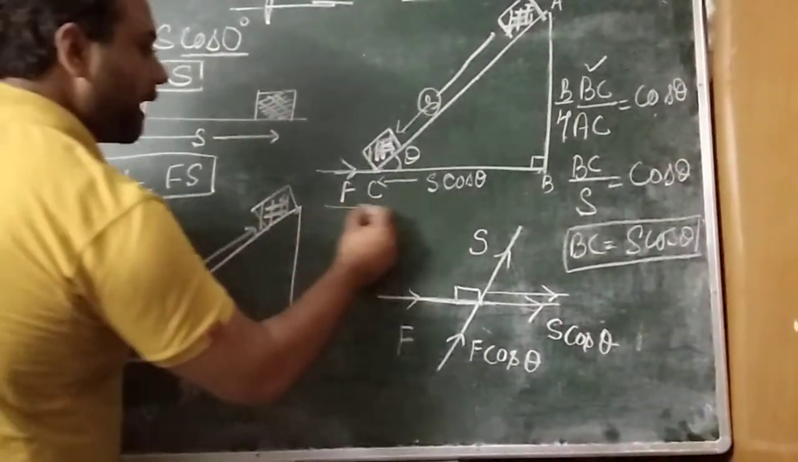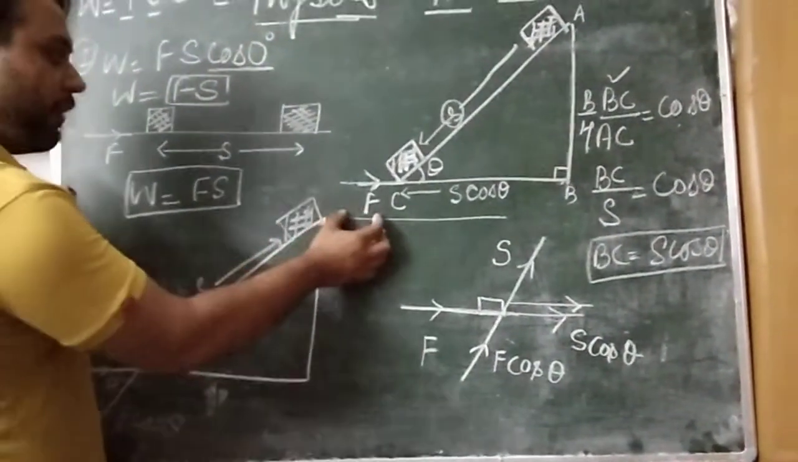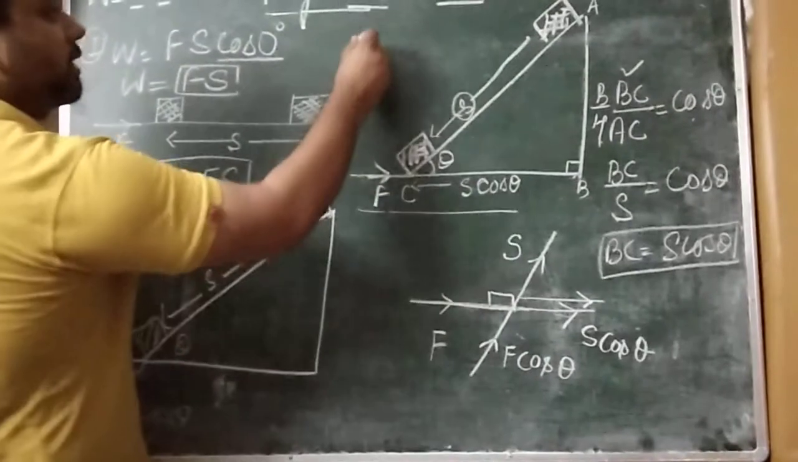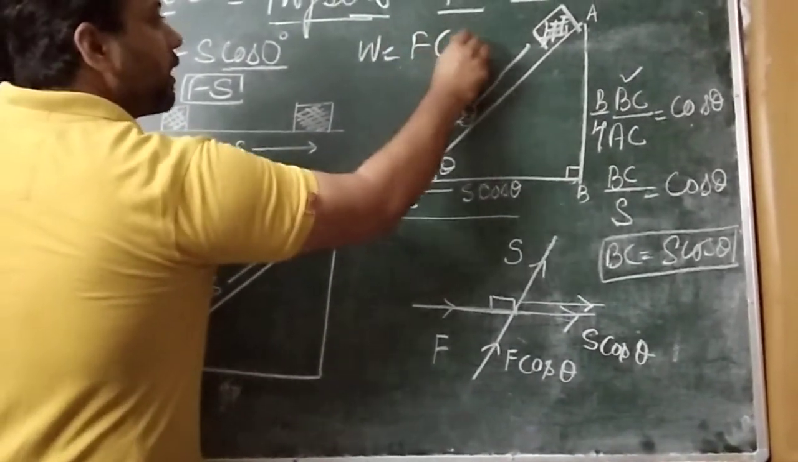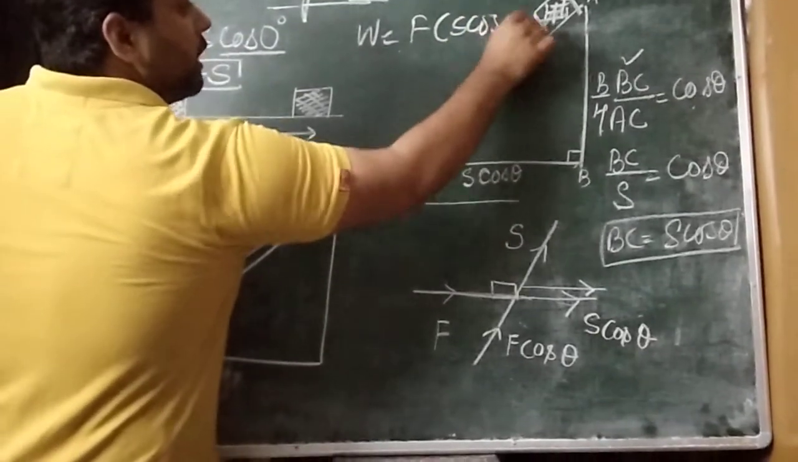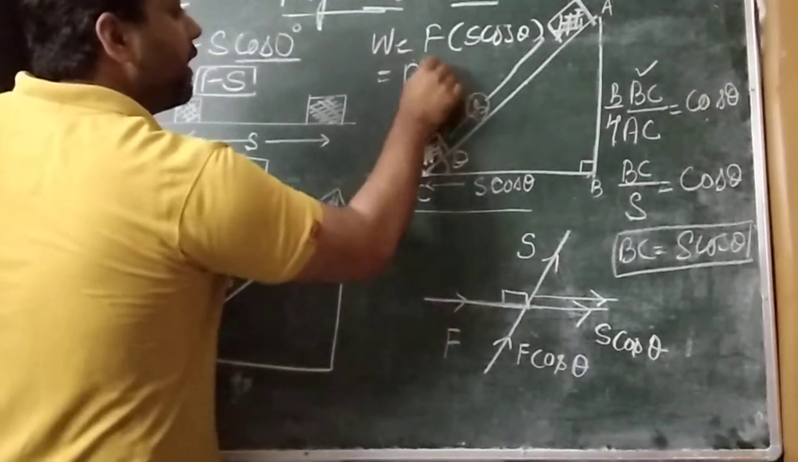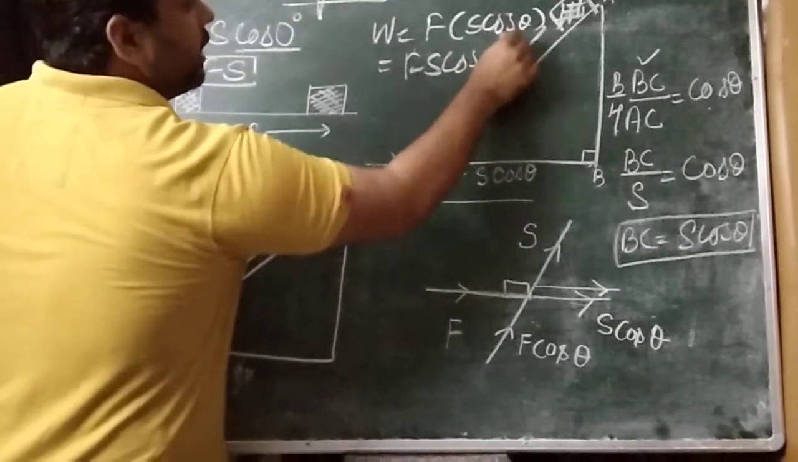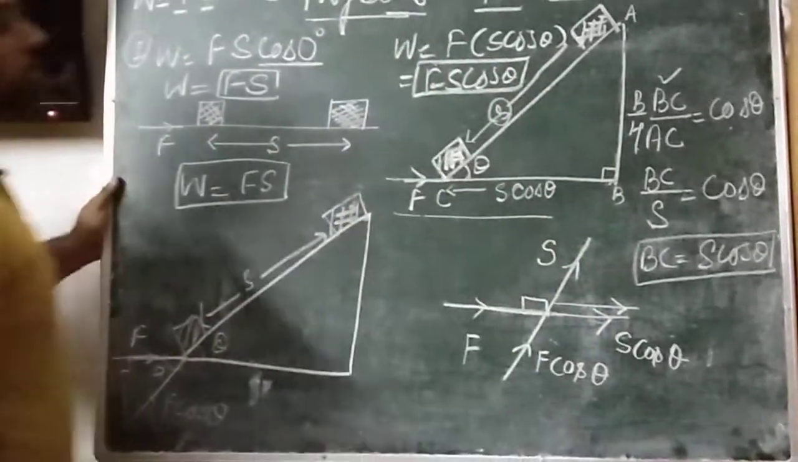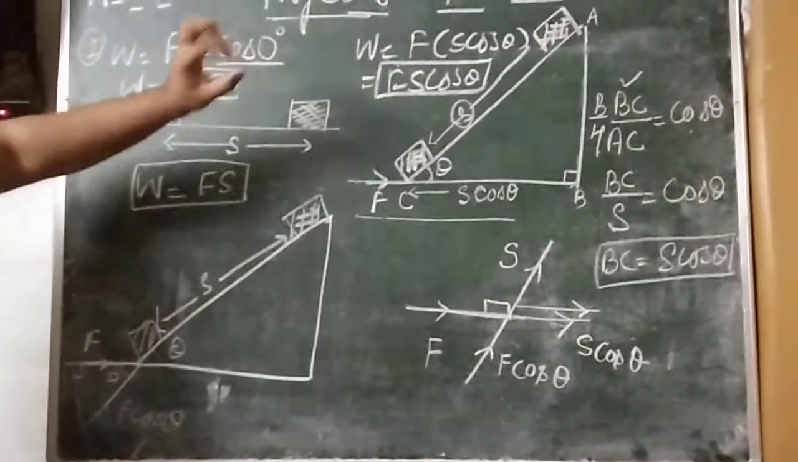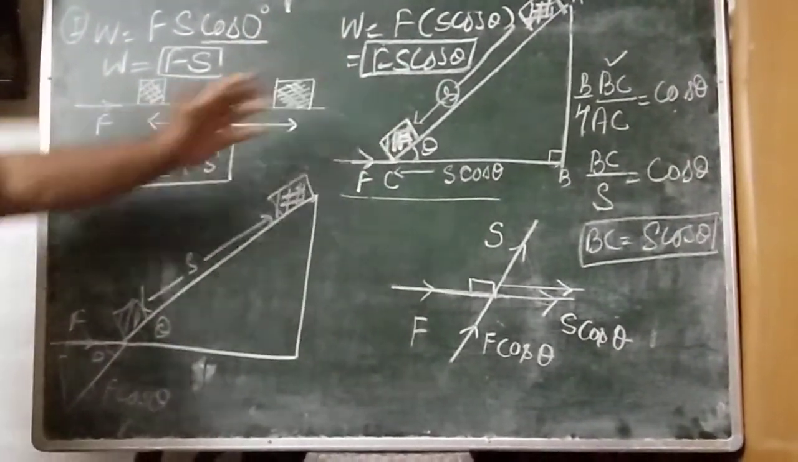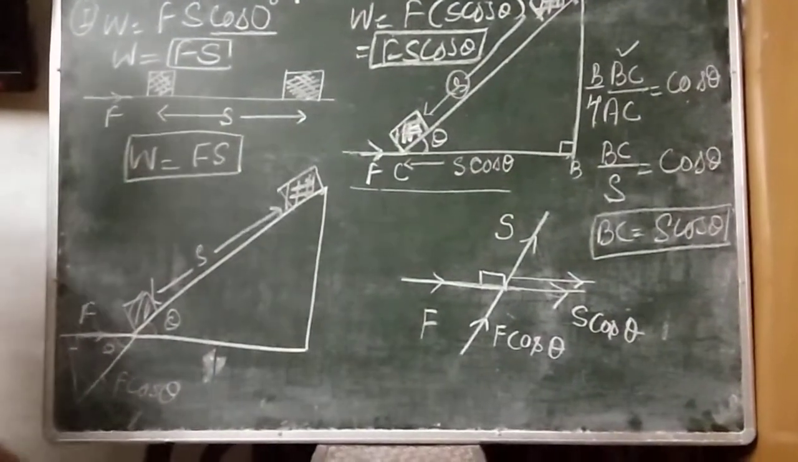So both are now in the same direction. It means F and S cos theta are in the same direction. So work is the product of both, F S cos theta. So what is the formula now? F S cos theta. So this formula we have derived when the force and displacement are not in the same direction.